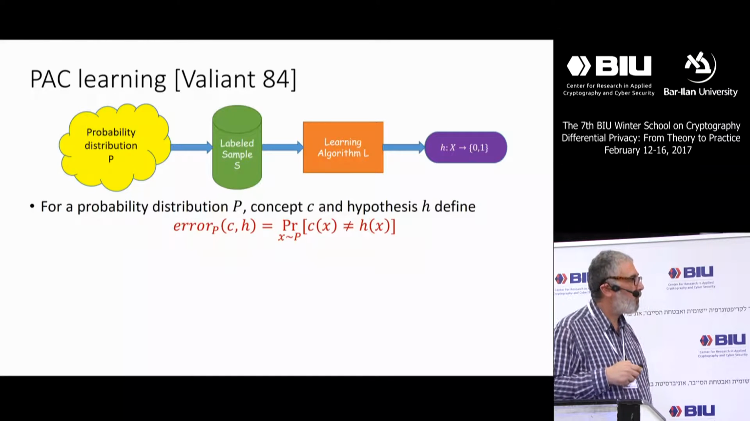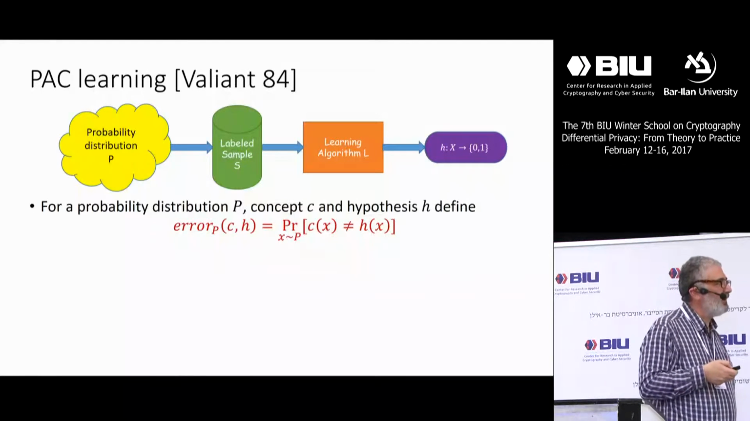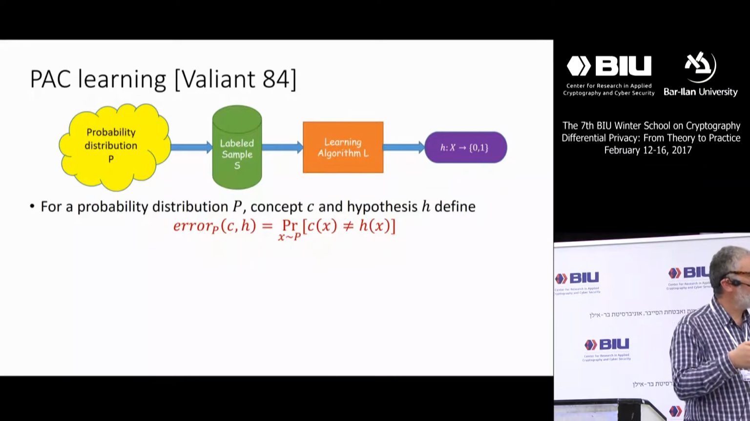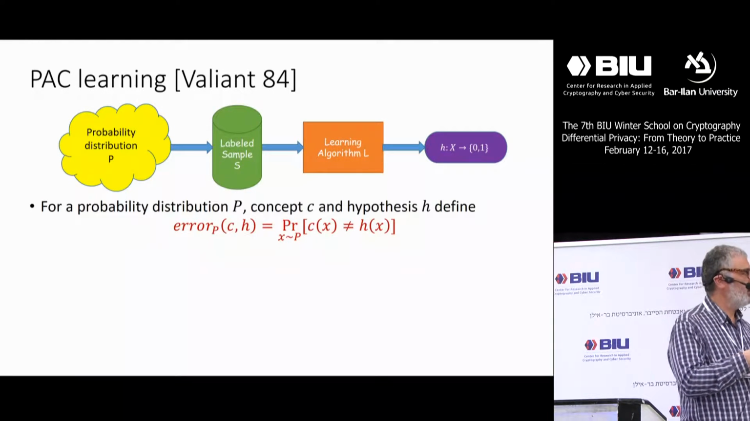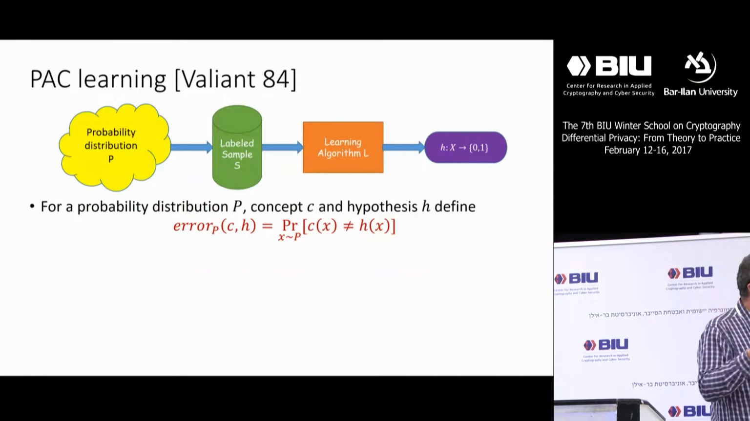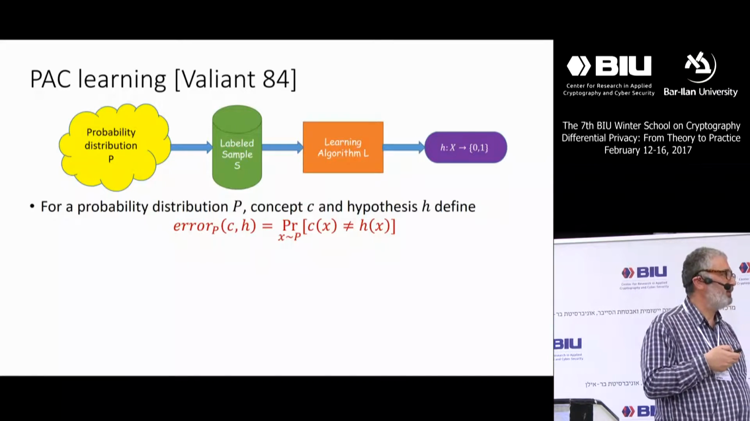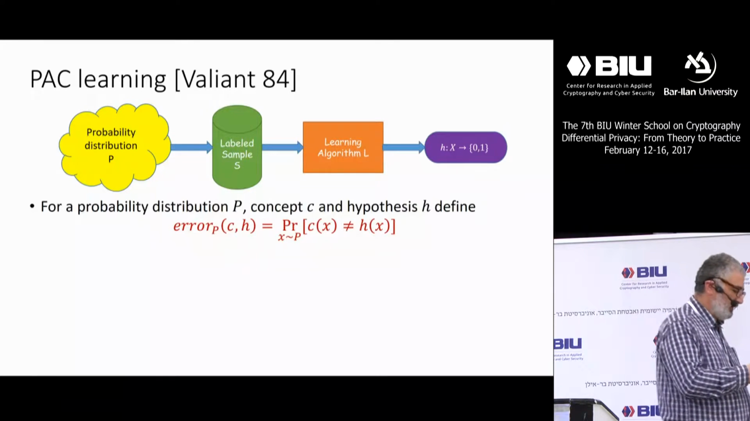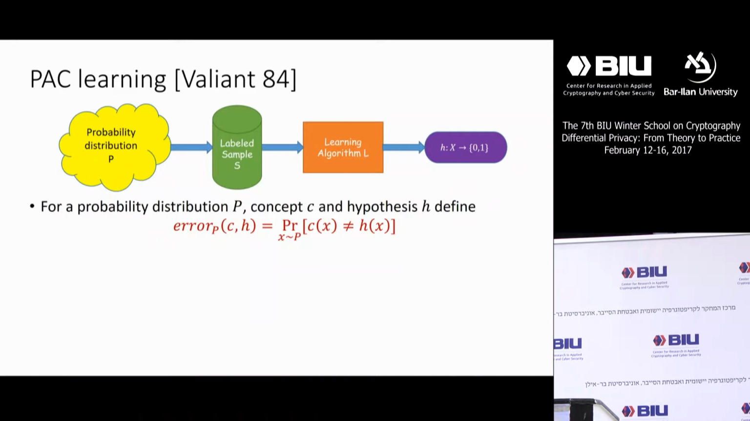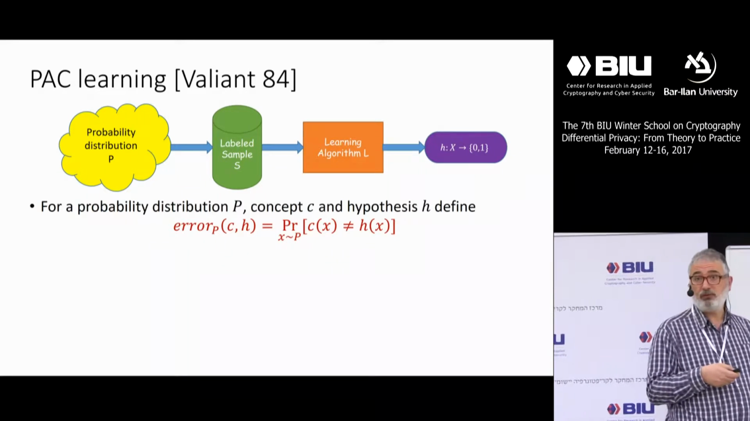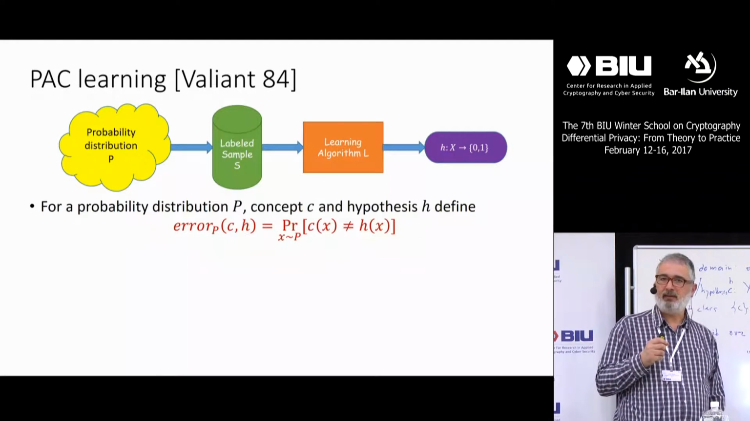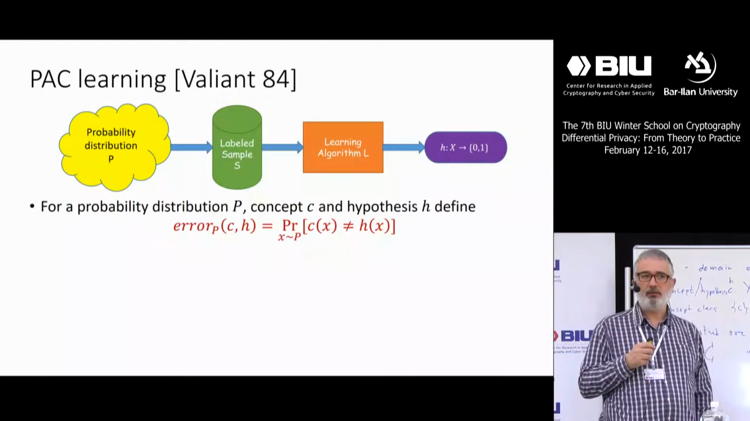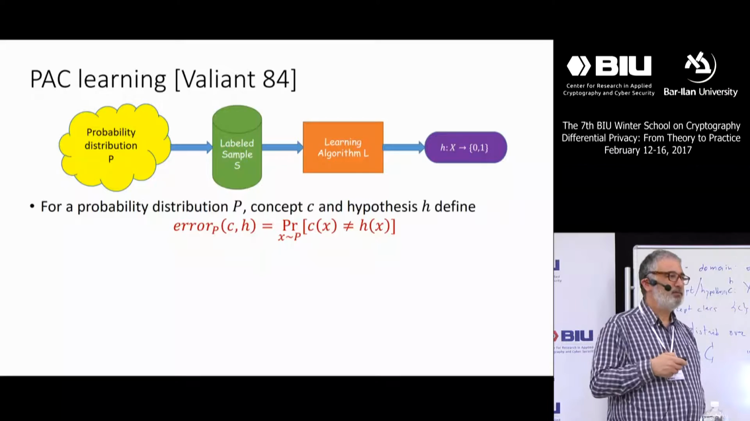First, we'll define what it means for a hypothesis H to approximate a target concept C well. So we define this error, which is the probability that, given a sample drawn according to the distribution P, H and C differ in the label they give to the sample point. Okay, I think that's pretty natural.